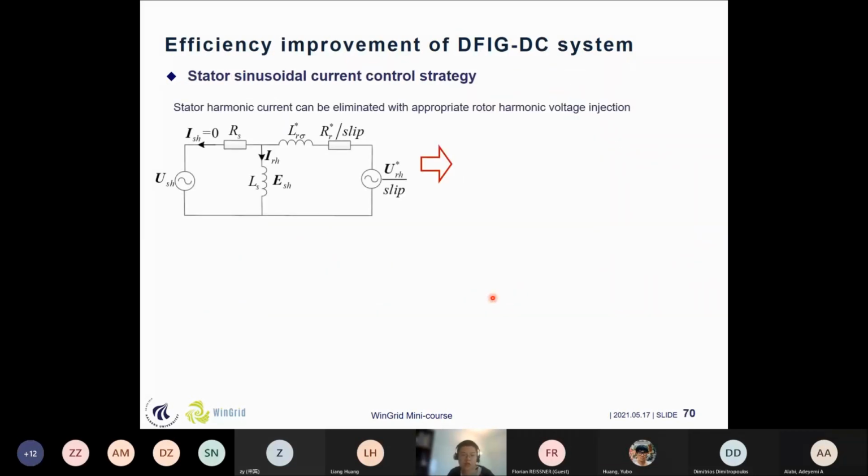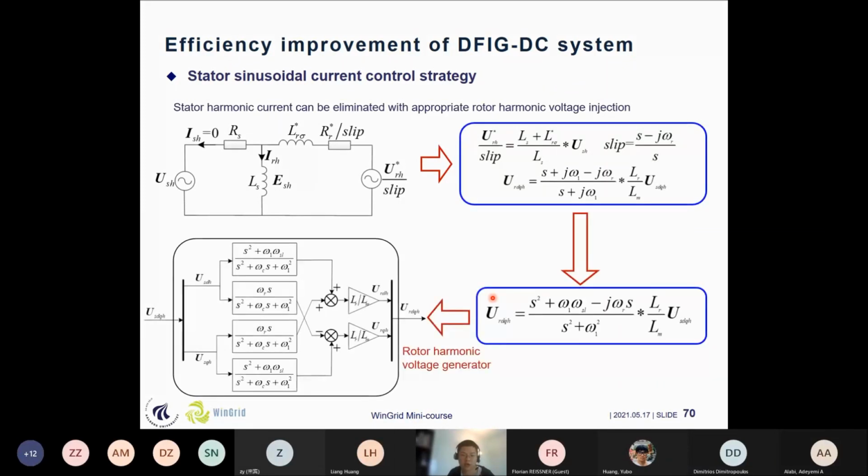And here we can make some derivation of how to suppress the harmonic currents. A very simple idea, from a circuit perspective, is that if you have a distorted voltage here and you don't want to have harmonic current, you can generate a harmonic voltage here to counteract the effect of this harmonic voltage. So this is where the idea of the stator voltage feed-forward method comes from.